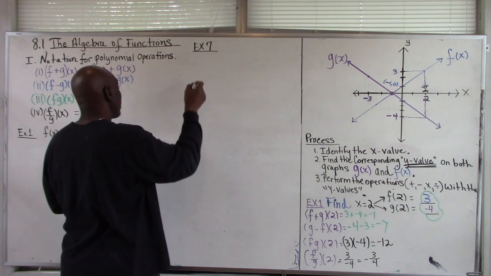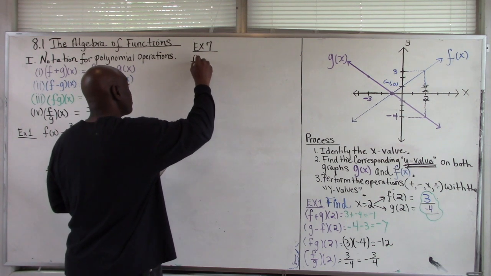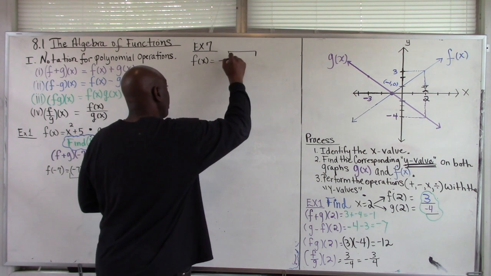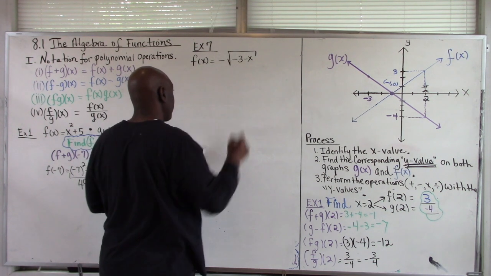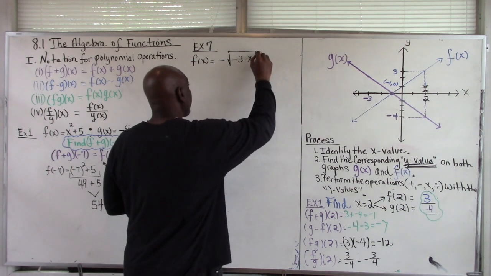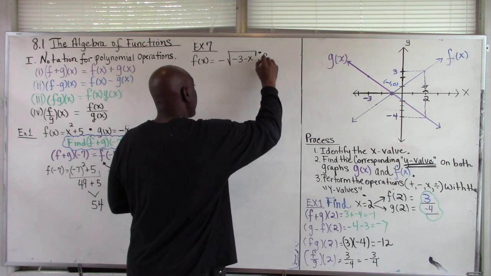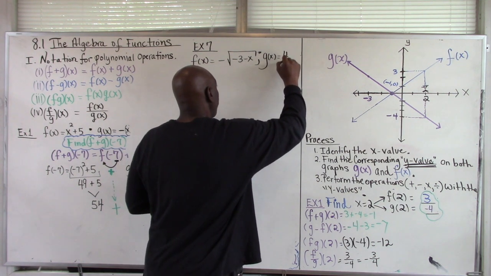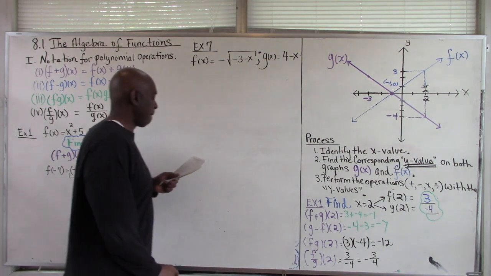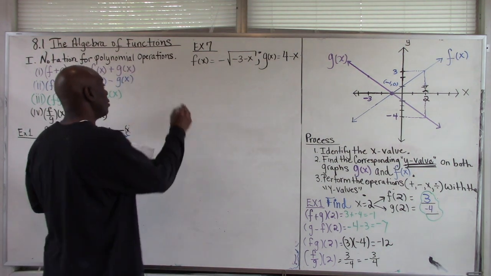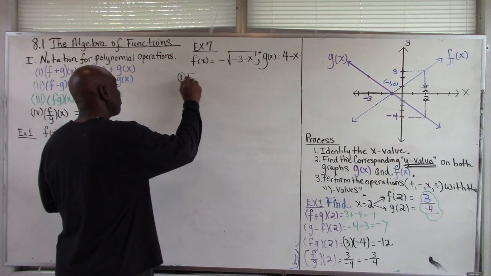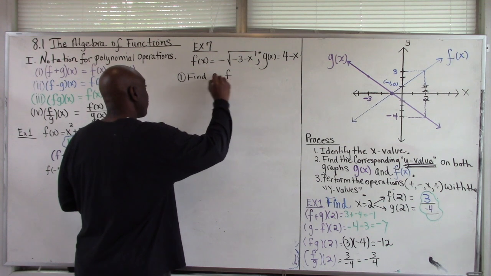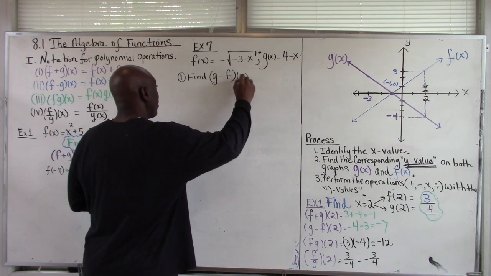Okay. F of x equals negative square root of 3 minus x. And g of x equals 4 minus x. Okay? Number 1: let's find g minus f of x.